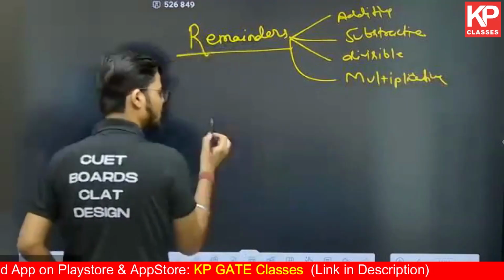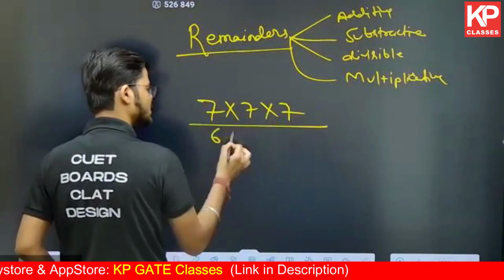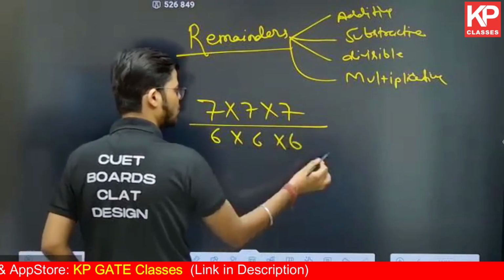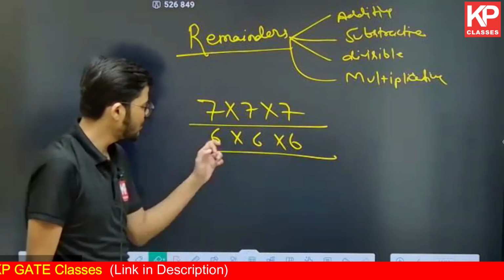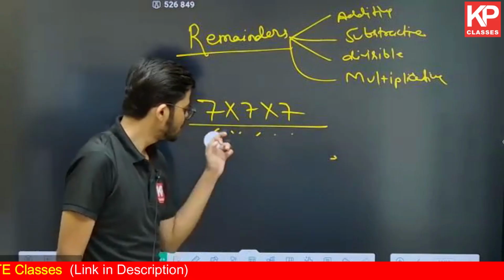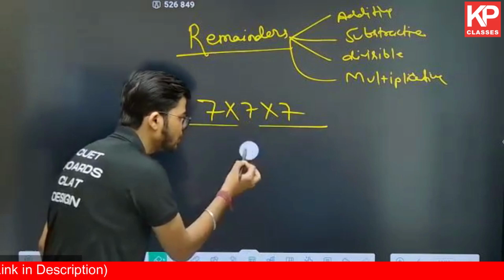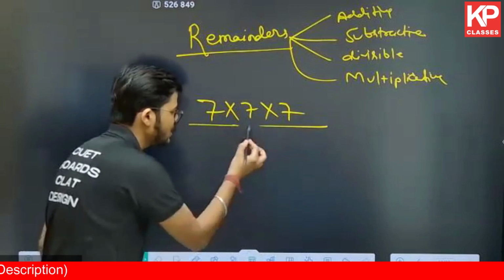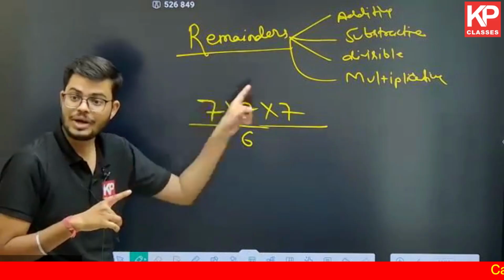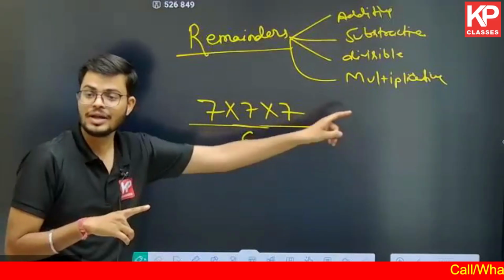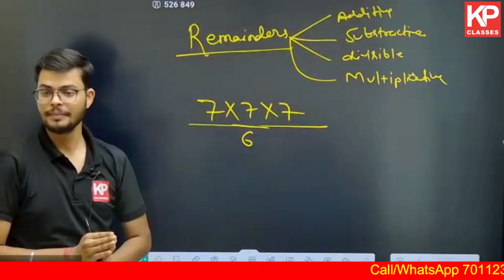For example, if I multiply 7, 7, 7 and divide it by 6, or I can take another example, if I divide it by 6, what will be the remainder in this case? Try to understand. It is multiplicative in nature. That means if I multiply and then find the remainder, or find the remainder and then multiply, in both cases the answer will be the same.